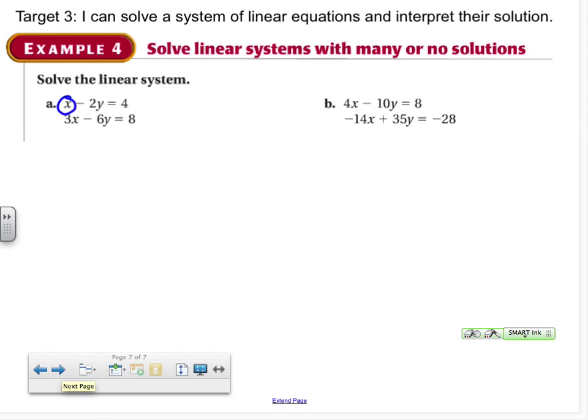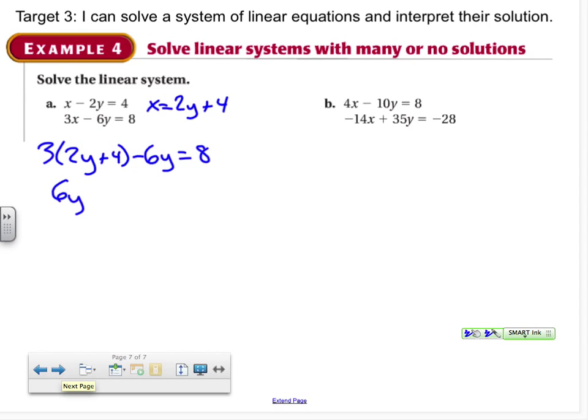All right, so what we're going to do now is we're going to solve A using substitution. So I'm going to add 2y to both sides. I get x equals 2y plus 4. I will substitute that. 3 times 2y plus 4 minus 6y equals 8. We will distribute. We got 6y plus 4 minus 6y equals 8. All right, now notice 6y minus 6y is 0. I got 4 equals 8.